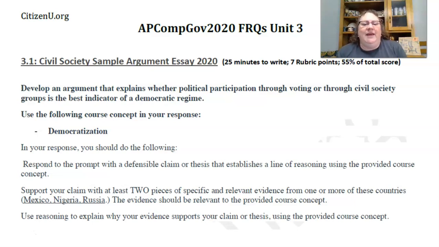Develop an argument that explains whether political participation through voting or through civil society groups is the best indicator of a democratic regime. Ooh, I like this question. Now, what I'd like you to do is I'd love for you to pause me and think what actually is the answer to this. And we're also going to be looking at the course concept, which is going to be democratization. And of course, we've got to give a defensible claim. So, pause, think about it.